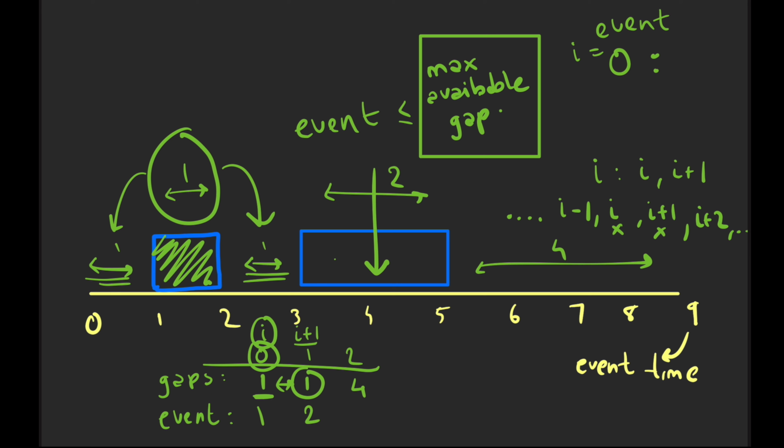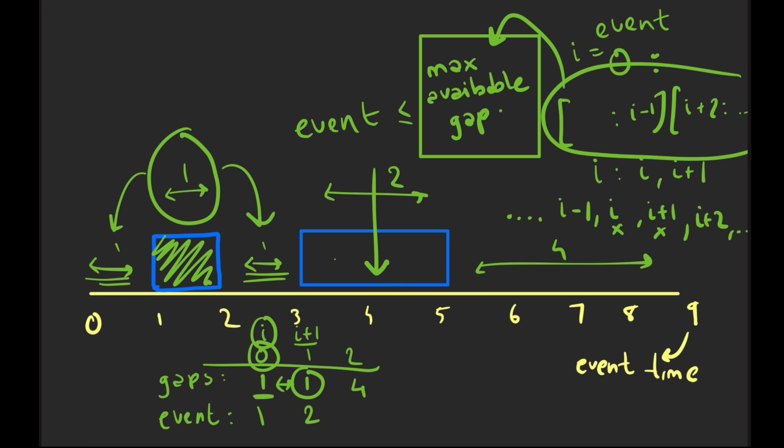So for any event, we can take all the event list until I minus 1 and all the event list after I plus 2. Okay. And we would be seeing the maximum available gap from this combination of these two particular lists and see if the maximum available gap should be greater than or equal to event time.